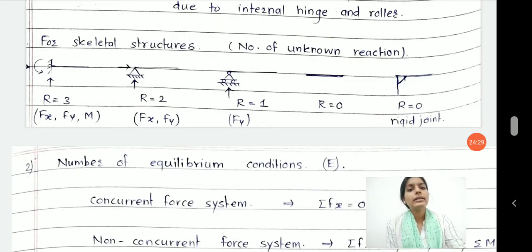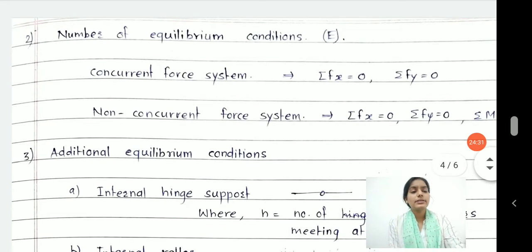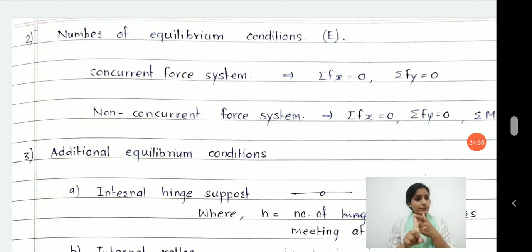Next is the number of equilibrium conditions. Now why are we learning this? Because we require the number of reactions, the equilibrium equations, and then the additional equilibrium equations. We should have these 3 data, and only then can we find DSE, the static external indeterminacy. Whatever data is required, we are understanding how to find it, right?